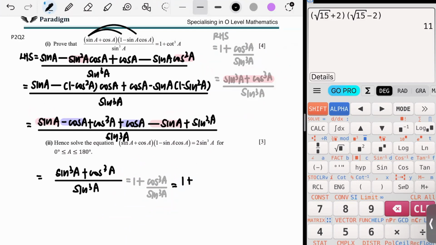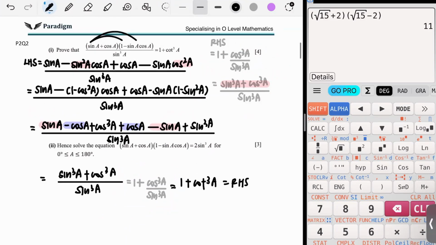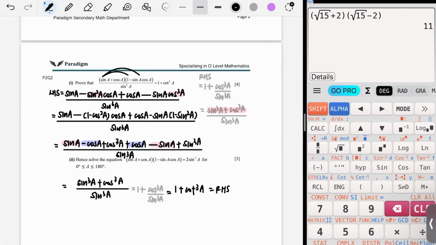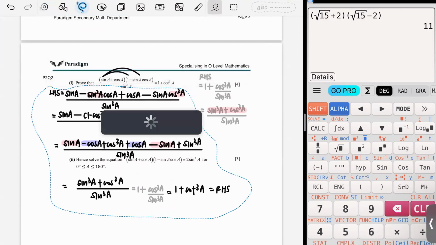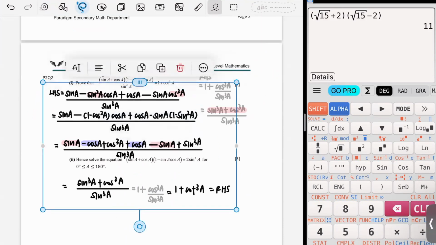1 plus cotangent cube A then equals to right hand side. Must show everything. Okay? Don't just stop and say, okay, done. Show like that. No, you must straight away write until all the way to the end. Alright? So not scary. So things to take note from this question is you have to do two things.